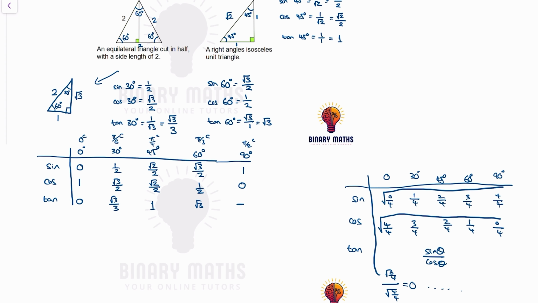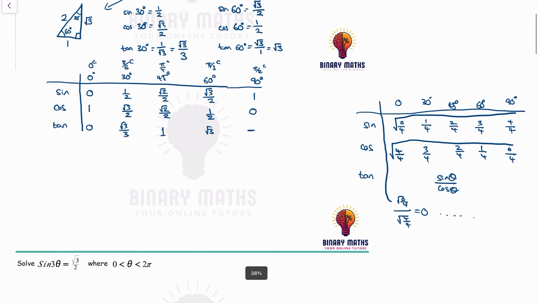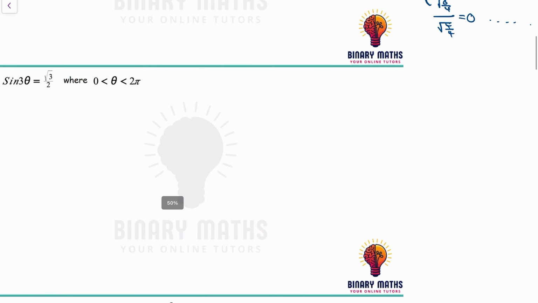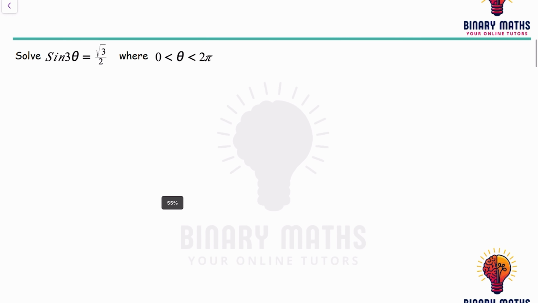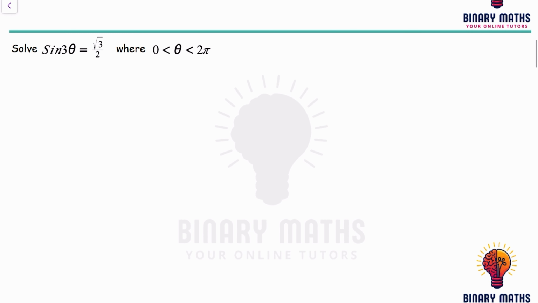Okay, so let's go through the first example of solving trig equations with radians. Let's solve sine 3 theta is equal to root 3 over 2. First of all, I know there's an inner function, so I need to do a substitution. So let u be equal to 3 theta, then sine of u is equal to root 3 over 2.